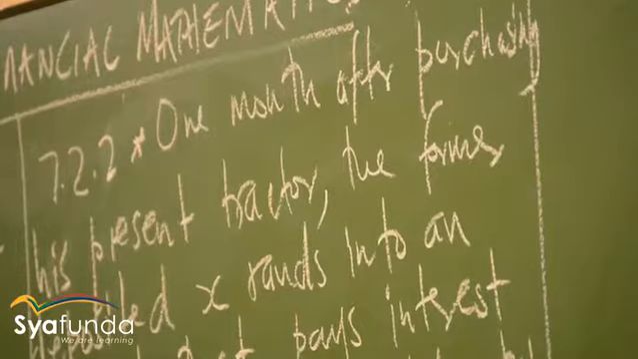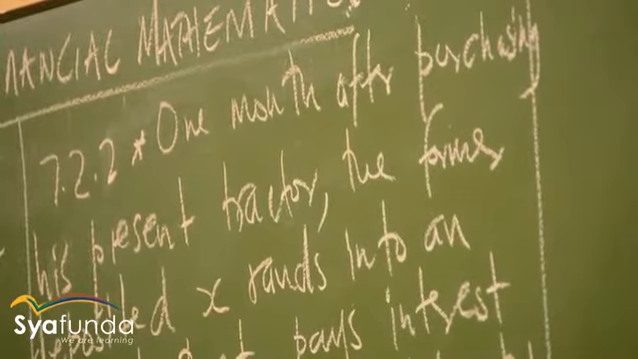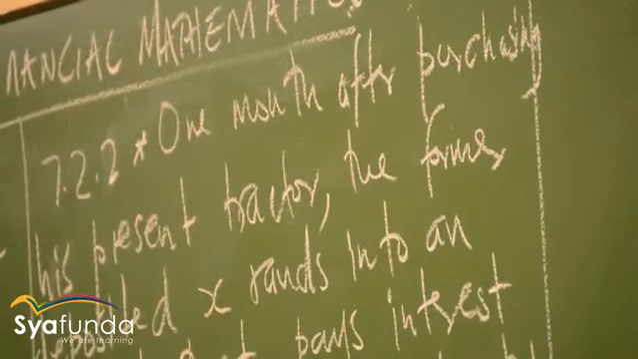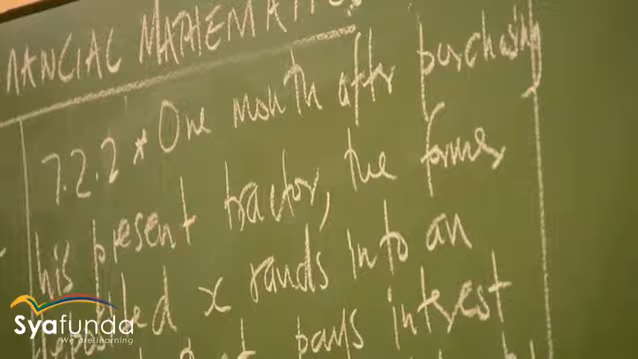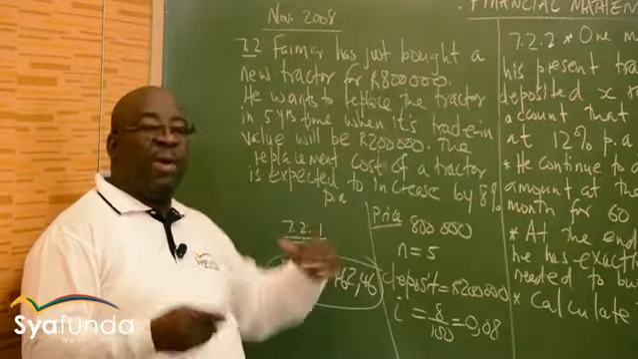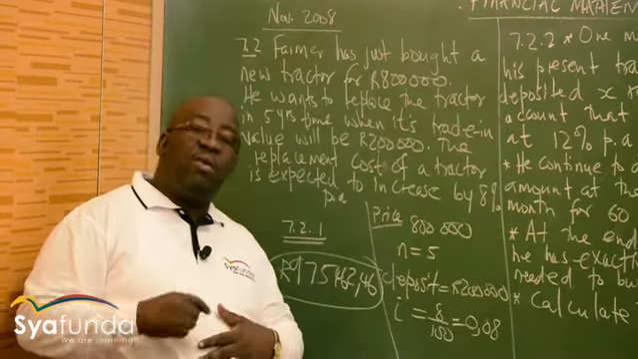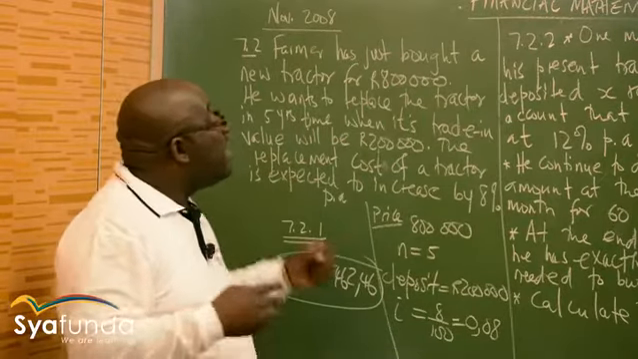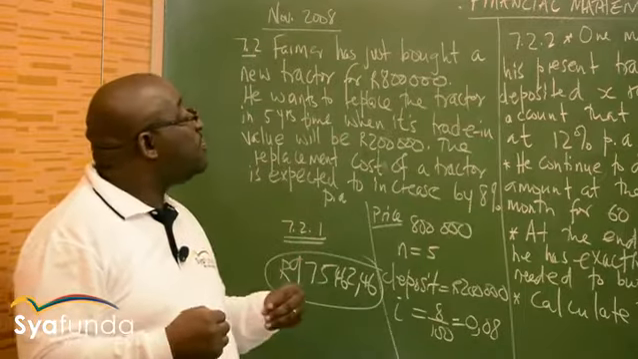Now let's listen to what is happening in this next one. 1 month after purchasing his present tractor, how much is his present tractor? Let us not forget that the present tractor is worth 800,000, the one that he has now, not the one that he will have in future.